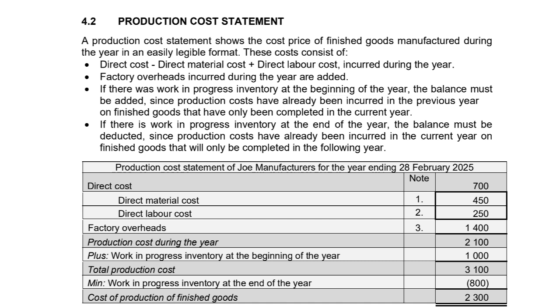We're going to start with direct costs, which is your direct material cost and your direct labor cost, which we add together. Then we're going to calculate the factory overheads. So our production costs during the year will then be notes 1, 2, and 3 added together. Plus work in progress inventory at the beginning of the year we'll add. That gives us our total production costs. And then we'll minus our work in progress inventory at the end of the year to give our cost of production of finished goods.